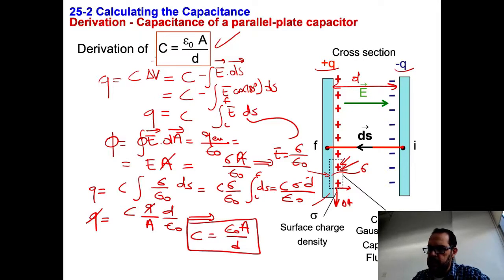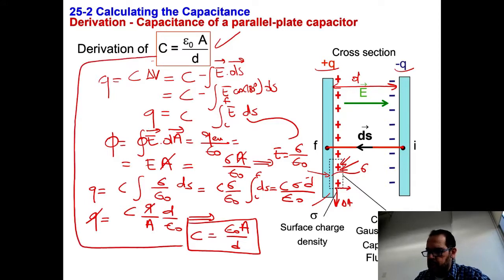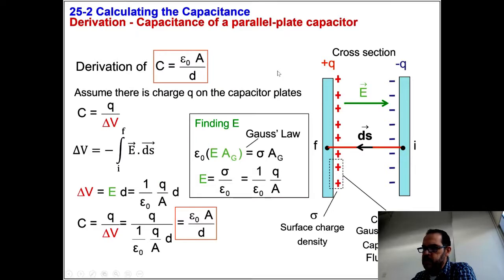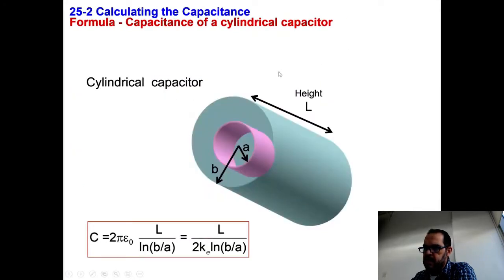Okay, so this is the equation we wanted to prove. All right, so this is again the derivation. You can check it, and let's go to another case. Let's assume we have a cylindrical capacitor.